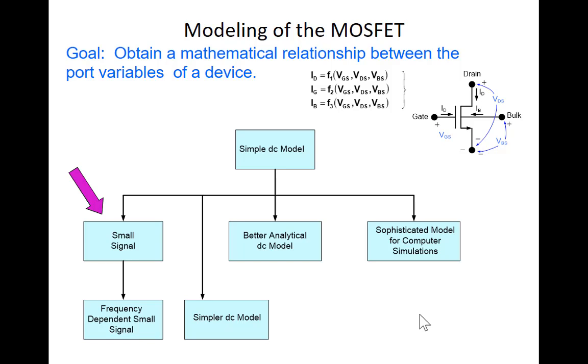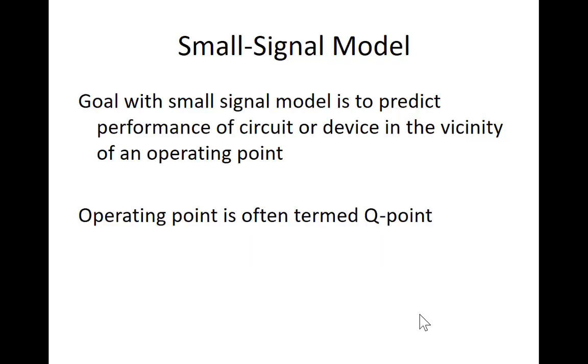Let me talk briefly about a small signal model. As I said, this is going to just be a precursor. We will spend about a week developing the small signal model for a MOS and a bipolar transistor later. Okay? And here's what the small signal model concept is. The goal with a small signal model is to predict the performance of a circuit or device in the vicinity of an operating point. The operating point is oftentimes called the quiescent point or the Q point.